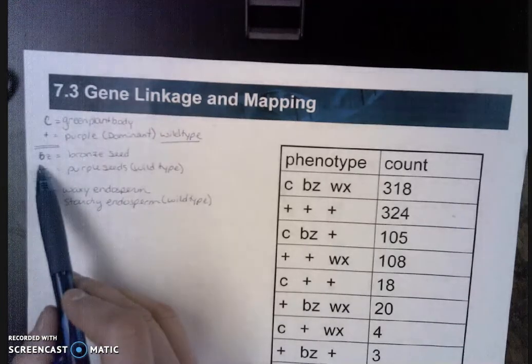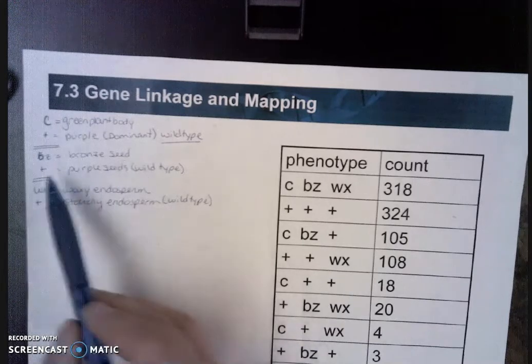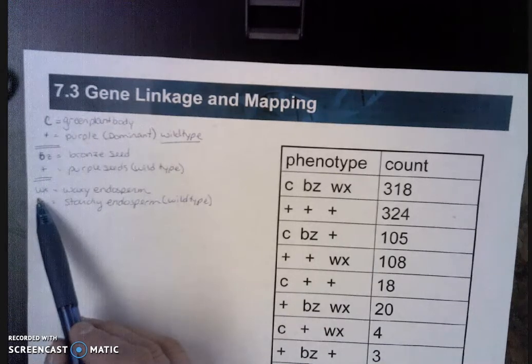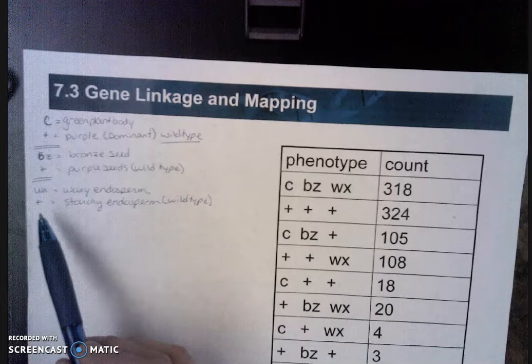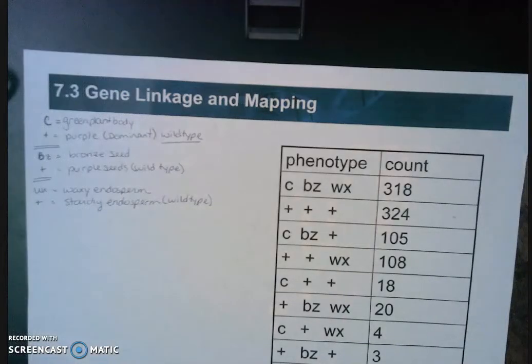The BZ gene is going to be the bronze seed, which is the recessive allele, and then plus is going to represent the purple seeds. WX is for the waxy endosperm, and endosperm is the food source for the embryo as it's growing. And then the plus is going to represent starchy endosperm, which is the dominant wild type.